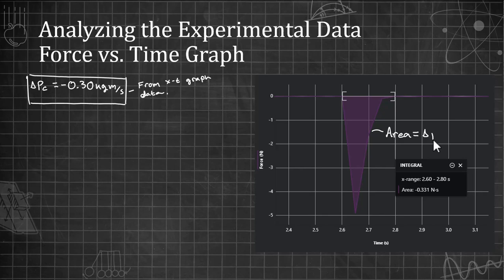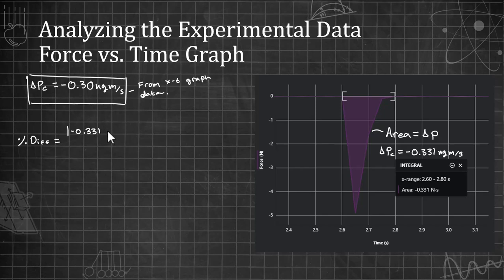And so we know, looking more closely at this force time graph, the area of this force time graph, or the integral of this force time graph, is going to give us the impulse on the cart. So we can see that the area here is negative 0.331 newton seconds, which is the same as kilograms meters per second. And so now just to compare what our force time graph gives and what the change in momentum from the position time graph gives, we're going to do the percent difference here. We're just going to find the difference between each of these change in momentums, each of these impulses from each graph, and see approximately how close we get.